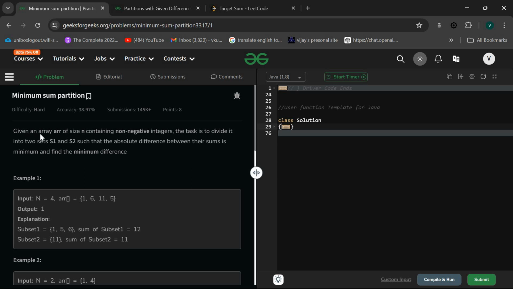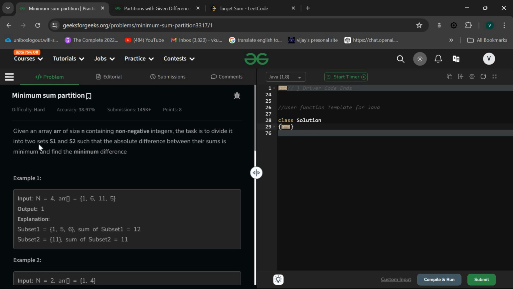Given an array of size n containing non-negative integers. Listen guys, here they give us non-negative integers. So we will handle only non-negative integers. For negative numbers, you will refer to other code. I am considering only non-negative integers, okay. So the array contains only positive integers, okay.